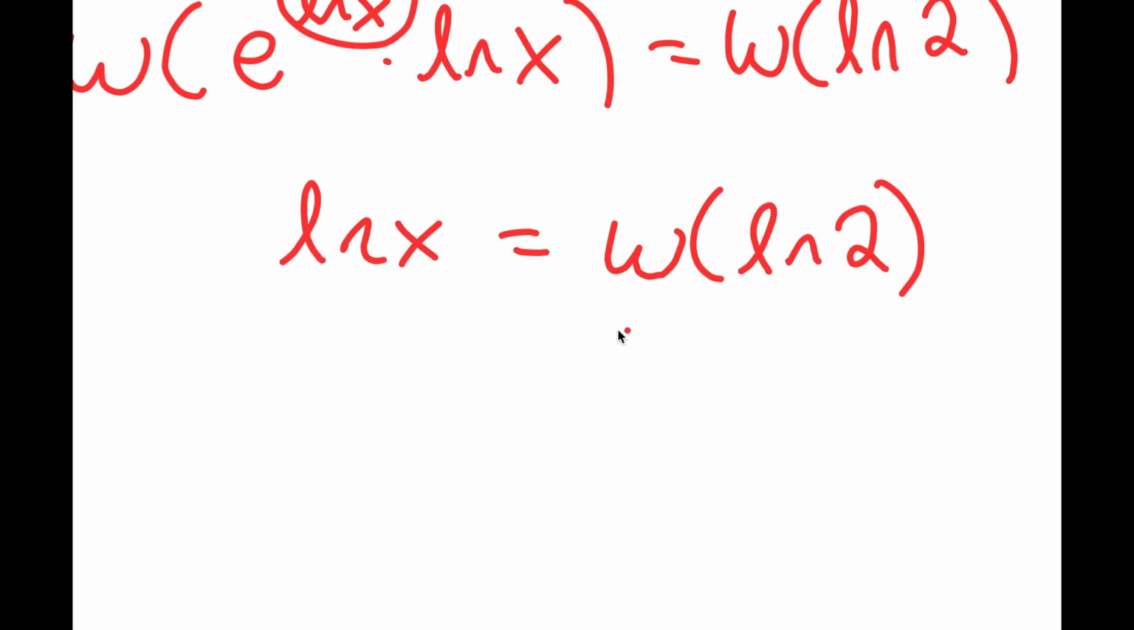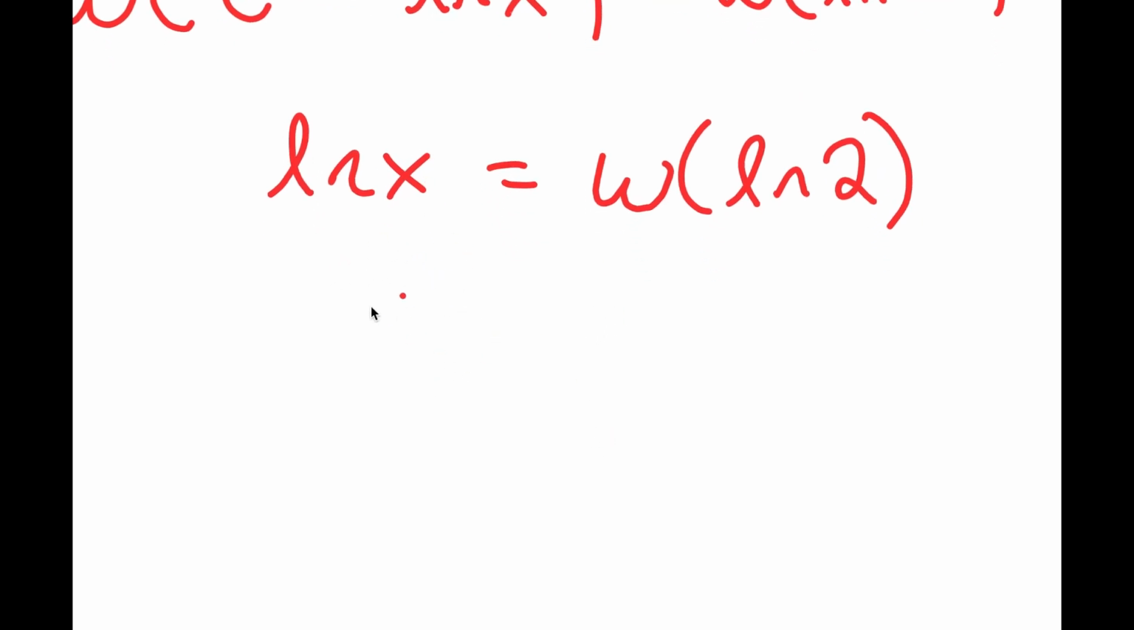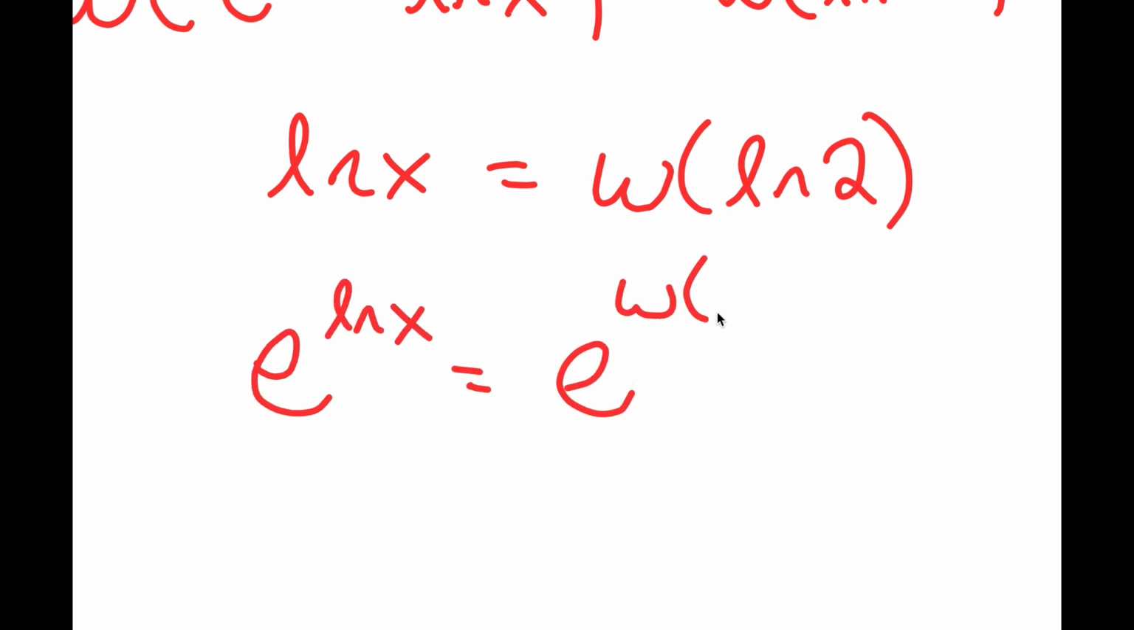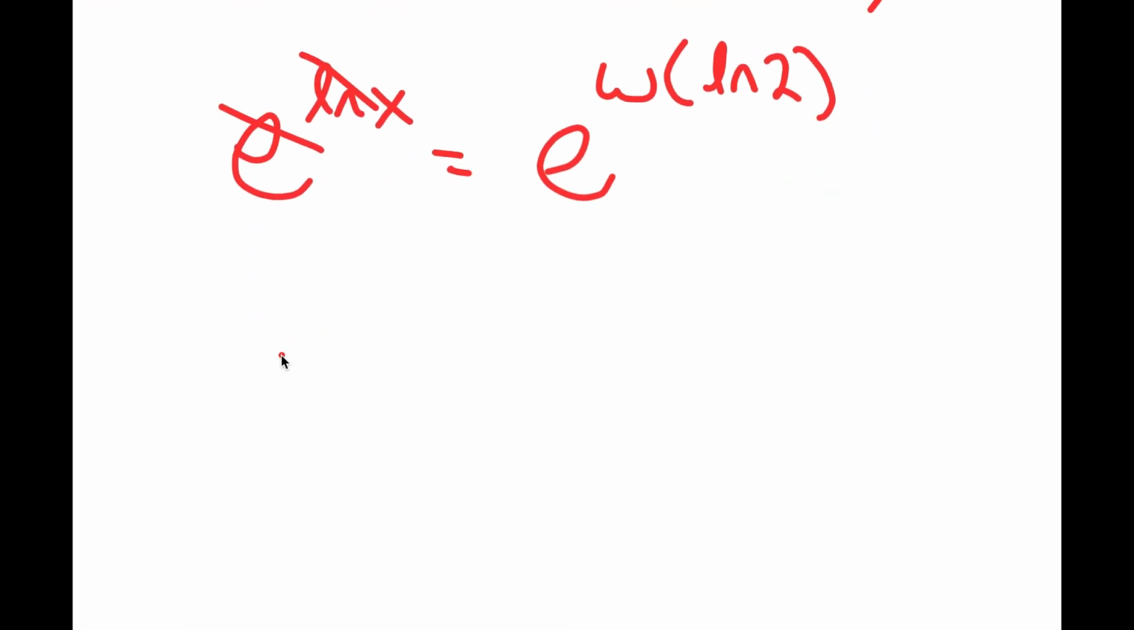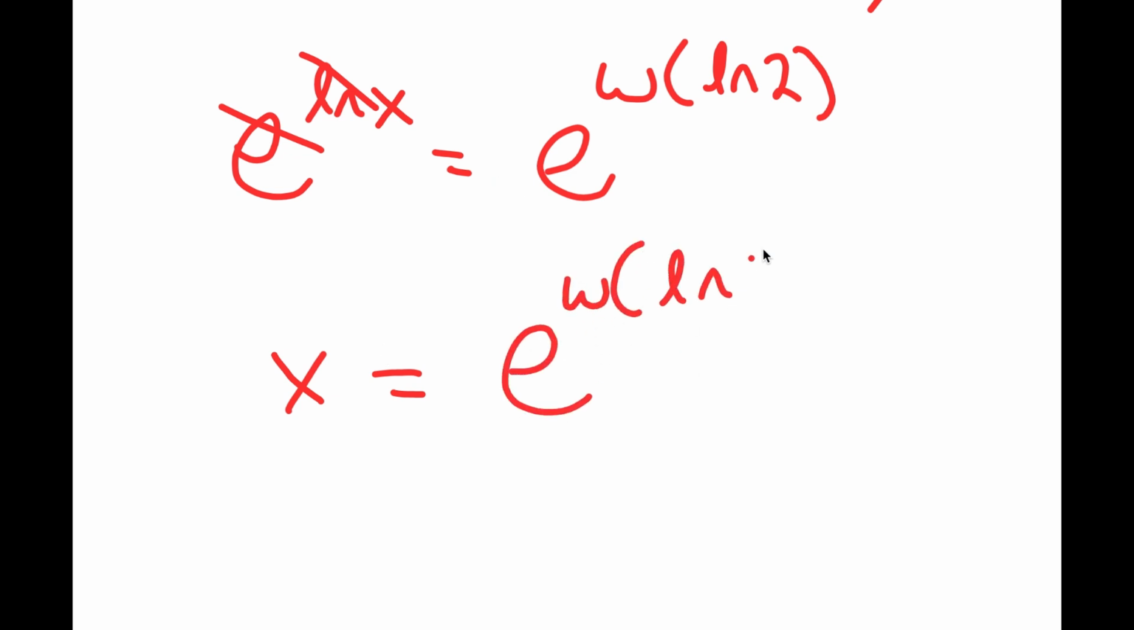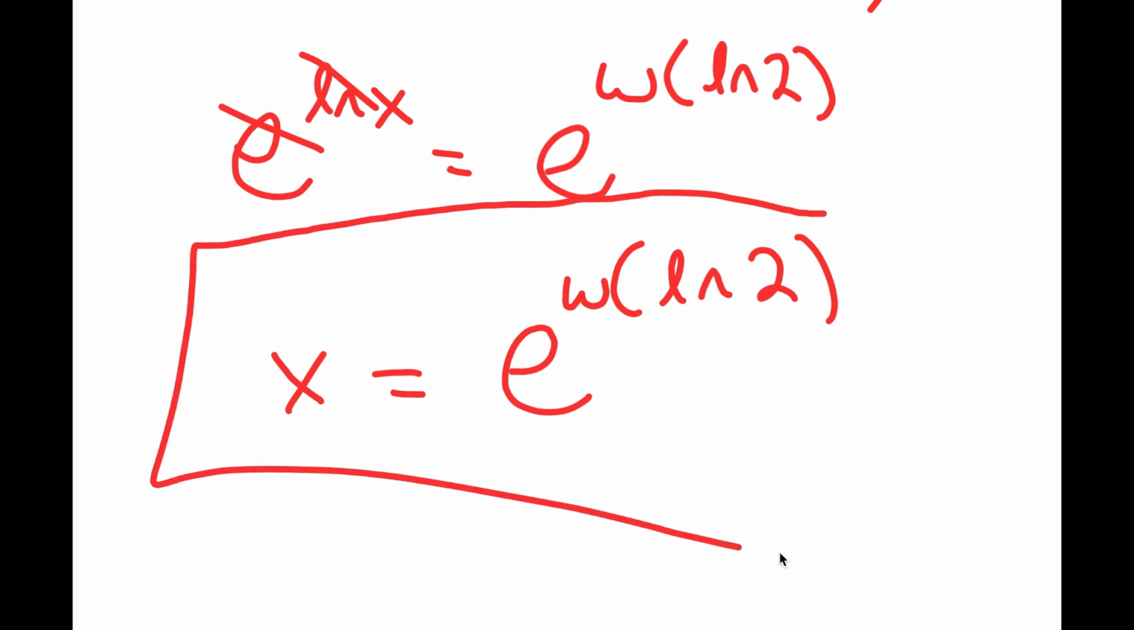And now from here I'm going to take e to the power of both sides, so I get e to the power of ln x is equal to e to the power of W of ln 2, and again the reason I'm doing this is to cancel out this ln, so e and ln cancel out, so I'm left with x is equal to e to the power of W of ln 2. And this is actually the simplest form I can put this in. I can't simplify this any further. So this is going to be my final answer.